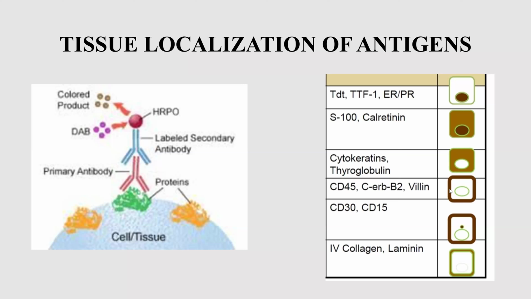Some antibodies react with both the membranes of the cell and membrane structures inside the cytoplasm. It's CD30, CD15, for Hodgkin cells, for example. It's a typical reaction where both of these antibodies react. And some antibodies react with fibrillar structures outside of cells, such as different types of collagen, laminin, elastin, etc.